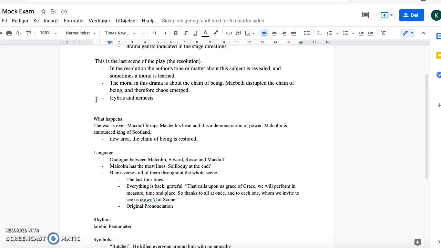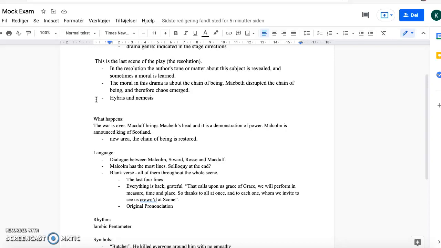In this play, we see that it's Malcolm who has the most lines. He actually has something that could be a soliloquy at the end. And this division of lines between the characters shows that Malcolm, since he is now the king, has the most power, or it gives him a higher status because he takes up more space than the other characters in the scene.